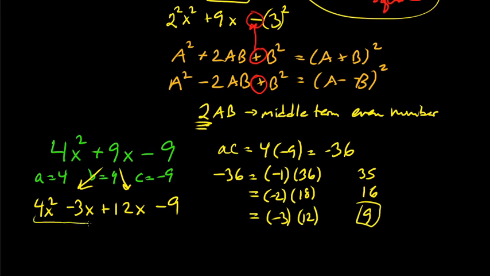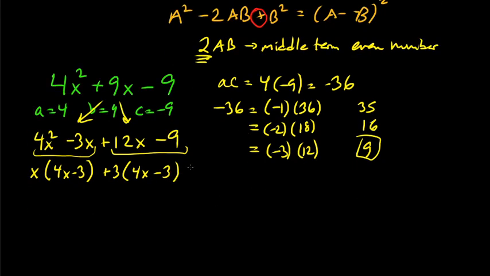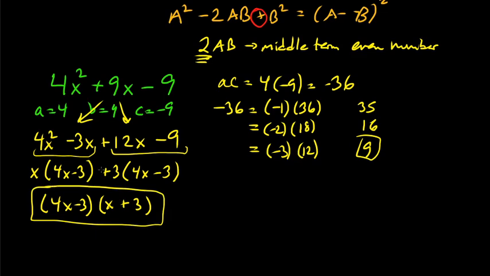Right? So you factor from the first two terms, the GCF is just the x, leaving you with 4x minus 3. From the last two terms, you can factor out a 3, leaving you with 4x minus 3. So now just factor out the 4x minus 3, and that multiplies x plus 3. Or if you prefer, you can do x plus 3 first times 4x minus 3.